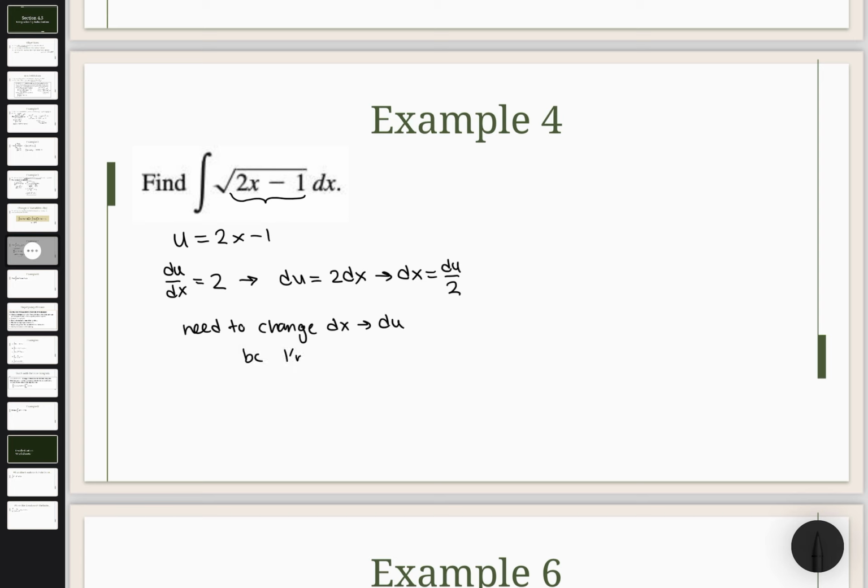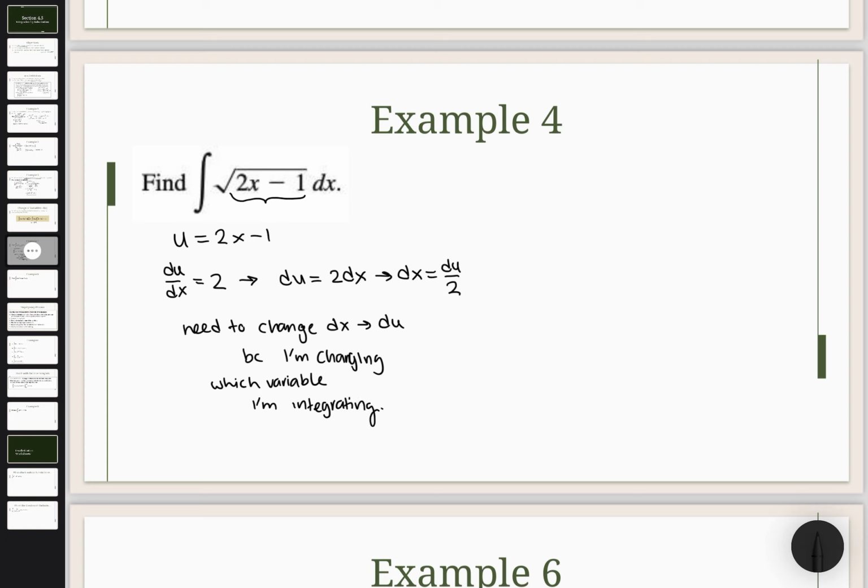Because I'm changing the variable with respect to which I'm integrating. So changing which variable I'm integrating. Instead of integrating x, I am now integrating u.